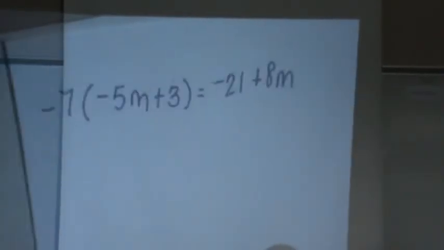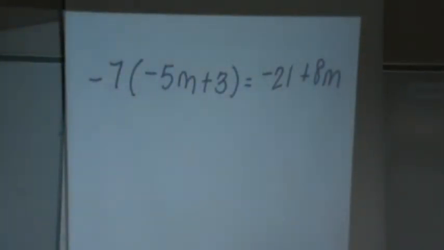We have -7 parentheses -5m plus 3 equals -21 plus 8m. Everybody look at what I have on the board. Is that correctly what's on your paper? As soon as I figure out how to get it straightened out there. Alright. So that makes it much easier.